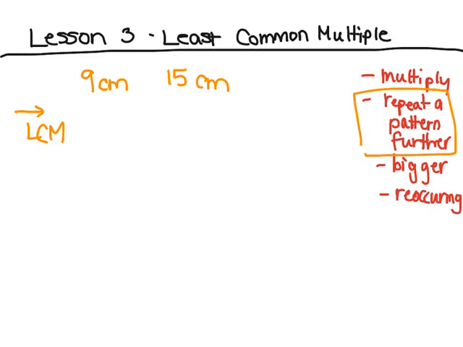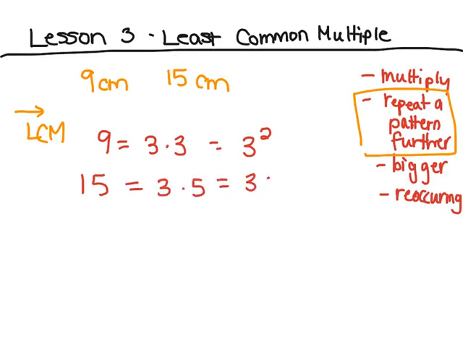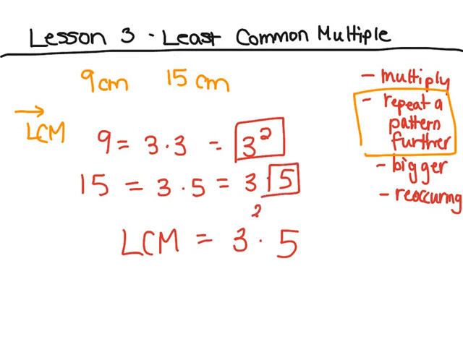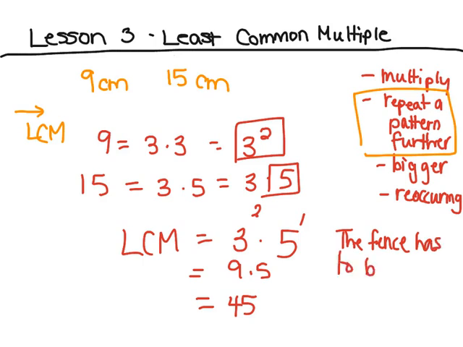So we're going to find the least common multiple. So 9 is equal to 3 times 3, which is 3 squared. 15 is equal to 3 times 5. Our LCM has to have a 3 and a 5. Our biggest 3 is 3 squared, and our biggest 5 is 5 to the power of 1. So 3 squared is 9, times 5 is 45. So the fence has to be 45 centimeters long for the bricks to match up.